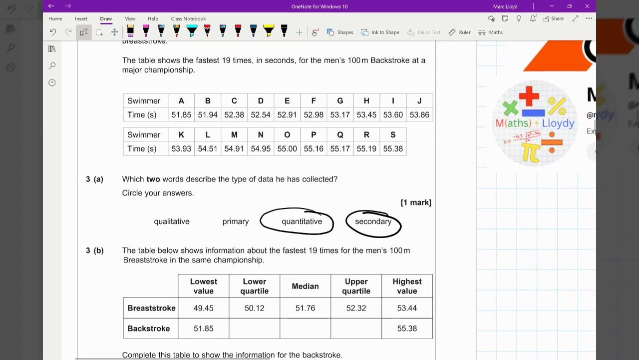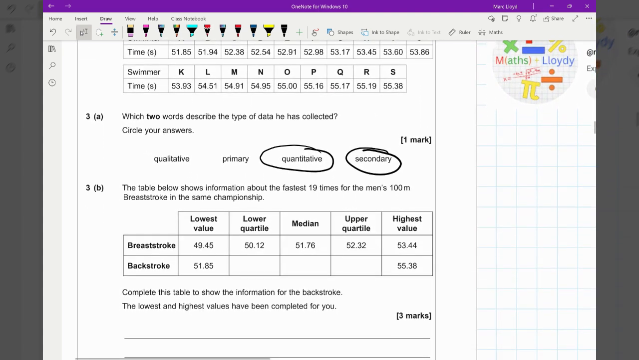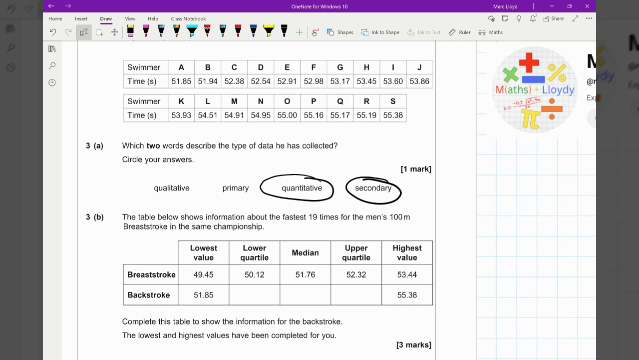The table below shows information about the fastest 19 times for the men's 100-meter breaststroke in the same championship. So we've got breaststroke there, backstroke at the top. Complete the table. So we've got to find the median, the lower and the upper quartile. With 19 bits of data, the 10th is going to be the median. 19 plus 1 divided by 2 equals 5. Hmm, that's the fifth value for the lower quartile, and 5 times 3 is the 15th, that's the upper quartile. So now we've just got to find this data.